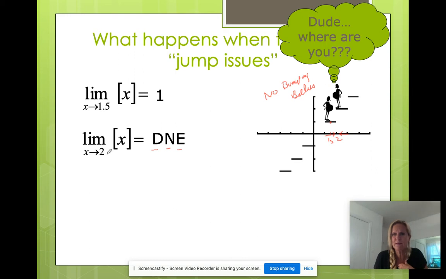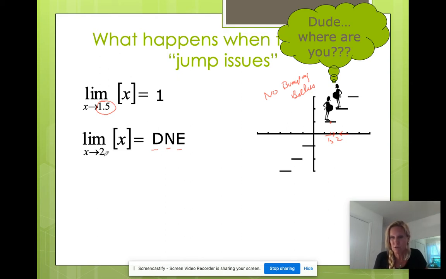Remember, the limit is asking for the behavior, and it wants to know, is there a value around, right? When you plug in numbers around the domain, it wants to know if the function behaves the same on both sides. And in this case, the function does not behave the same way on both sides of 2. It did on both sides of 1.5. If you plugged in 1.5001, you defaulted to 1. If you entered 1.499999, you rounded down to 1. So the function behavior on both sides of 1.5 was 1.